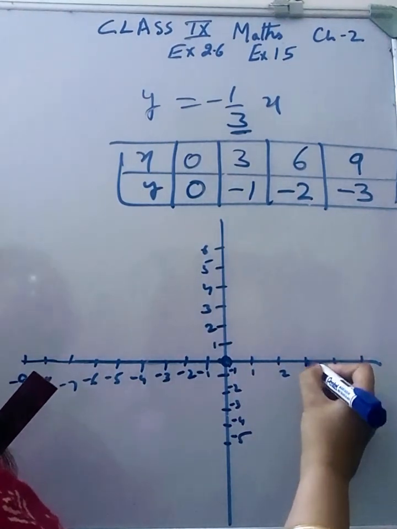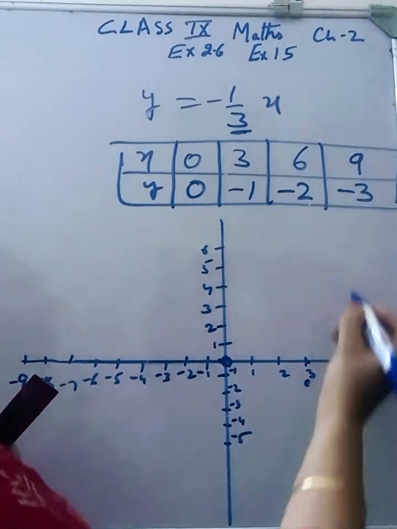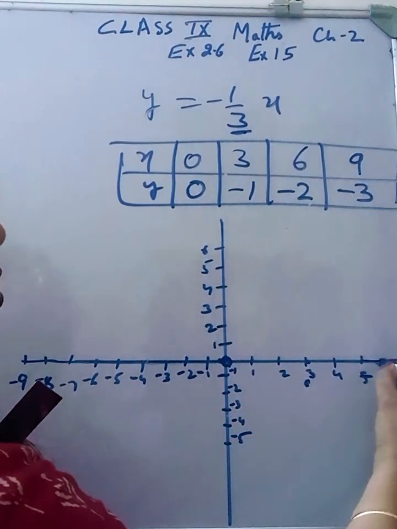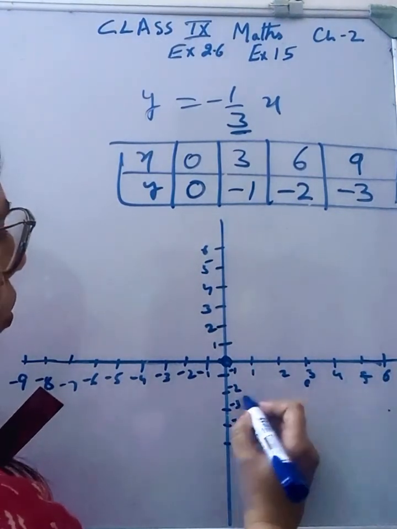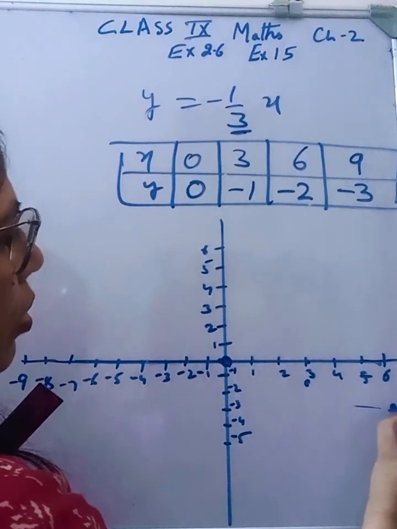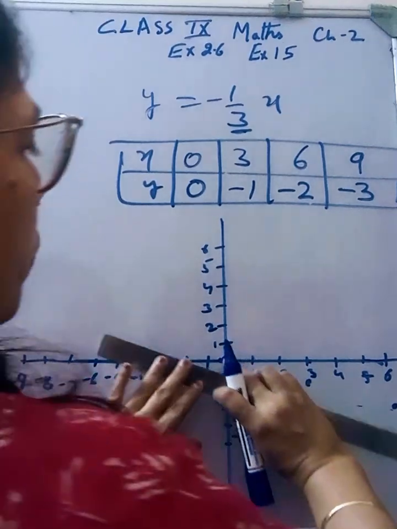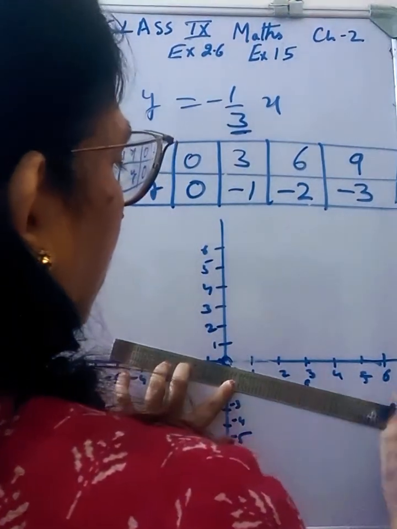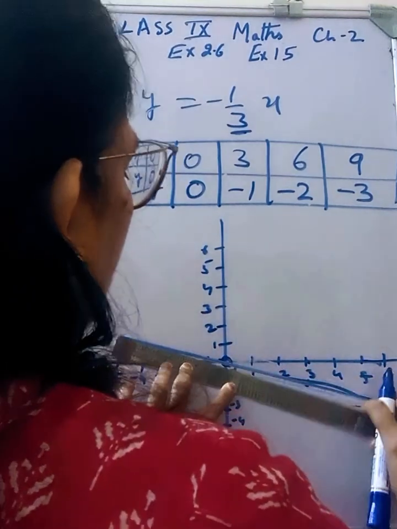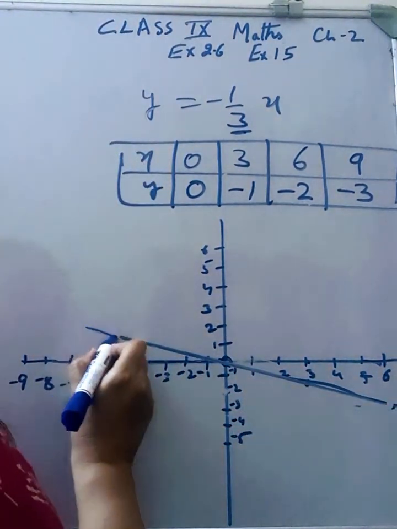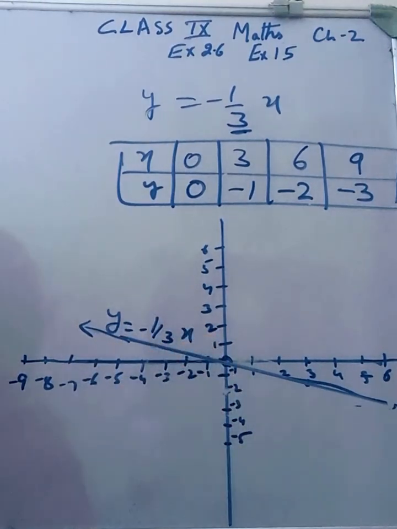This is 3, minus 1. 6, minus 2. We have enough points, so this line will become this. This is the y is equal to minus 1 by 3x line.